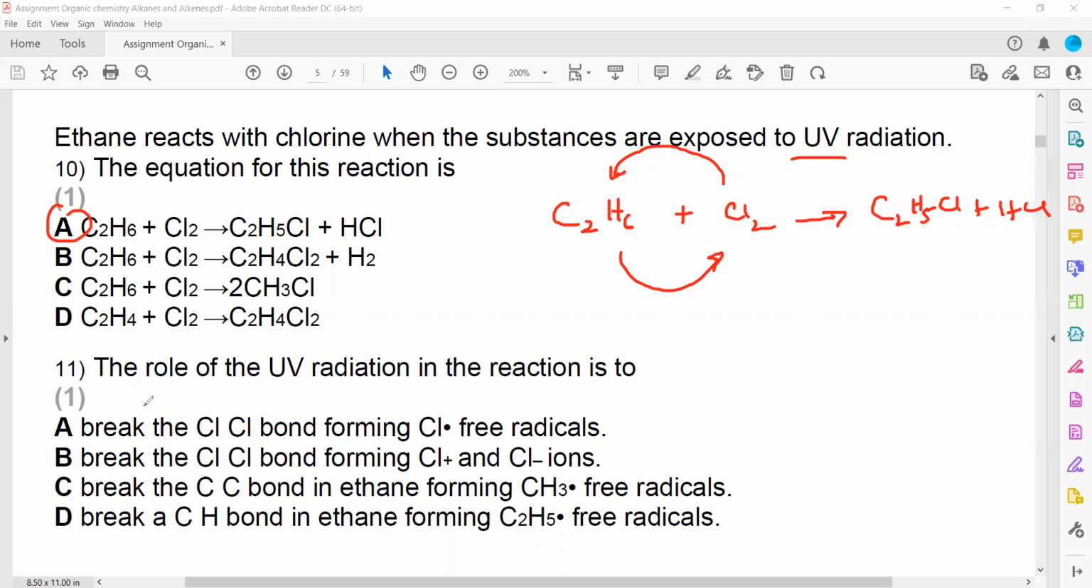The role of ultraviolet radiation in the reaction: so what is the purpose of UV rays or ultraviolet radiation? It will produce chlorine free radicals. Due to the ultraviolet radiation, homolytic bond breaking will occur and it will produce chlorine free radicals. So it breaks the chlorine-chlorine bond, forming chlorine free radicals. That's why A is the right answer for this.